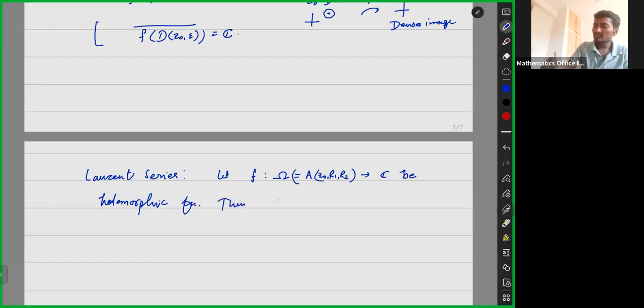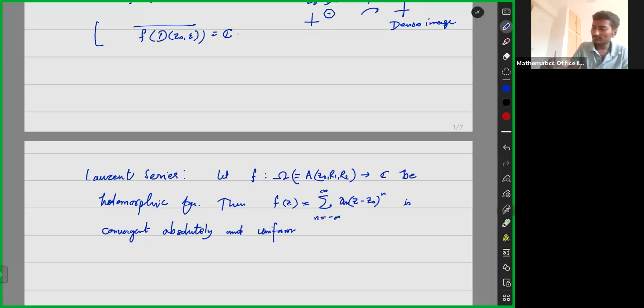Then f(z) is equal to the summation of a_n (z minus z naught) to the power n, where n runs from minus infinity to plus infinity, and a_n belongs to the complex numbers. This series is convergent absolutely and uniformly, and it is equal to f(z). So this series, which I am talking about on omega, is convergent absolutely and uniformly and equal to f.